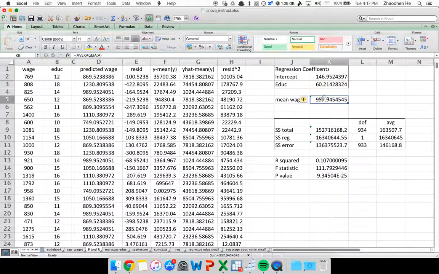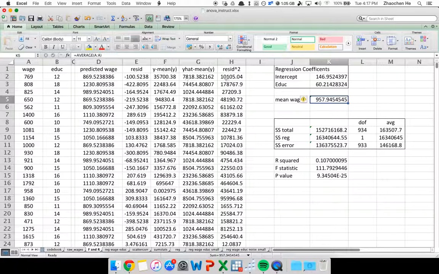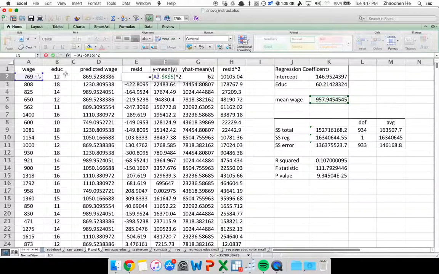set. Now over here separately, I've computed the mean wage. This is the average wage of everyone in the data set. So this number is the true wage minus the mean wage squared. Each person's deviation from the mean wage squared. And compute that number all the way down for every data point.